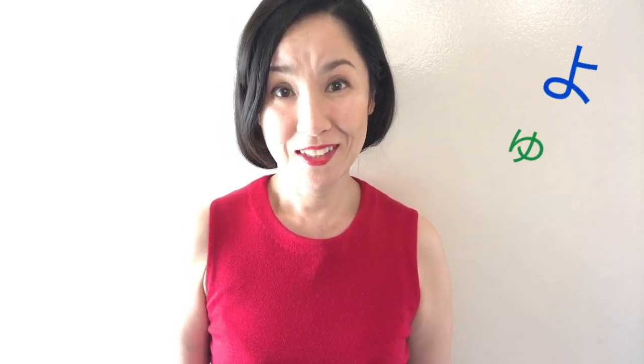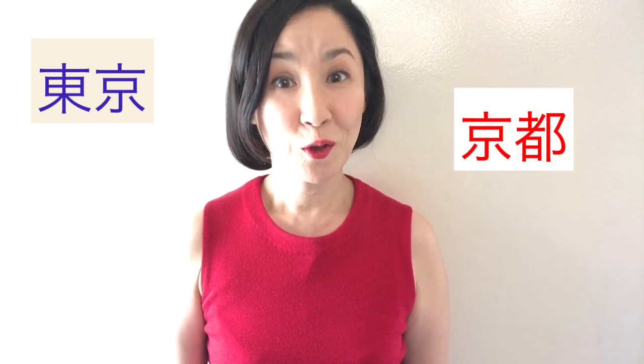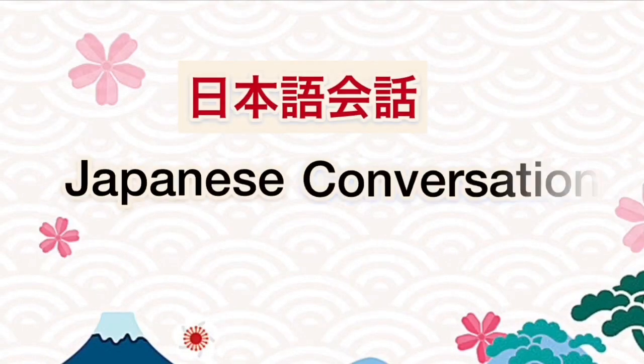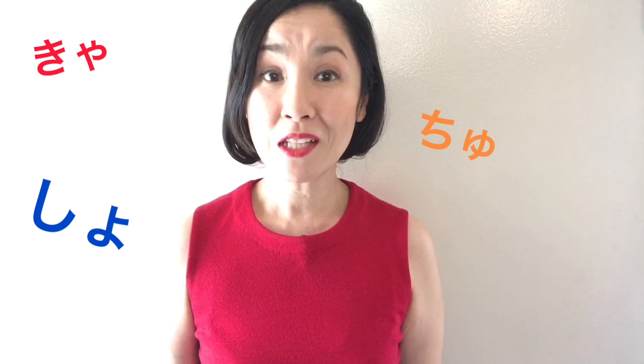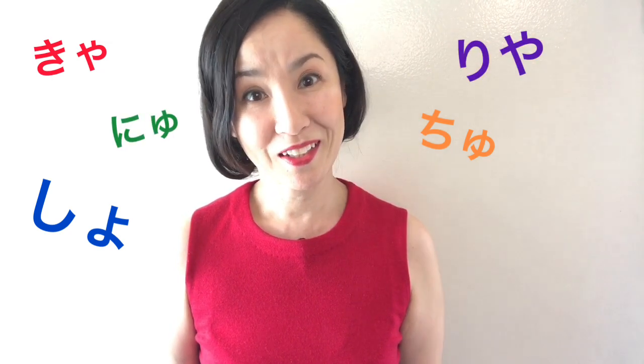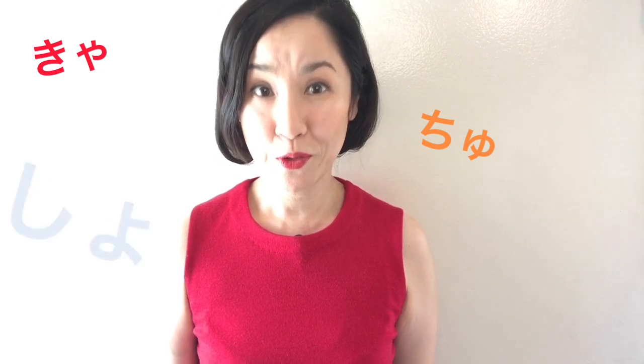In this lesson, you will learn how to pronounce small やゆよ sounds in Japanese words, such as 東京、京都。A lot of Japanese words consist of these small やゆよ sounds, and some sounds are a little tricky for non-native Japanese speakers, but I found some sounds are similar to English sounds. So I will start by showing you the words which are similar to English, so it will be easier to follow. And then you will learn more challenging sounds later in this video.